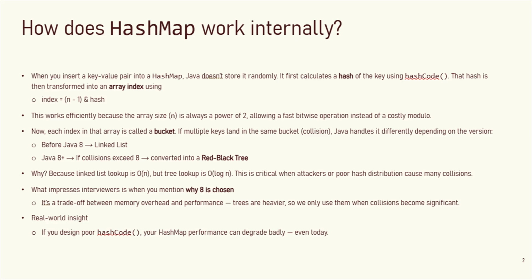If multiple keys land in the same bucket, that's a collision. Java handles it differently depending on the version. Before Java 8: linked list. Java 8 plus: if collisions exceed 8, it's converted into a red-black tree. Why? Because linked list lookup is O(n), but tree lookup is O(log n). This is critical when attackers or poor hash distribution cause many collisions.